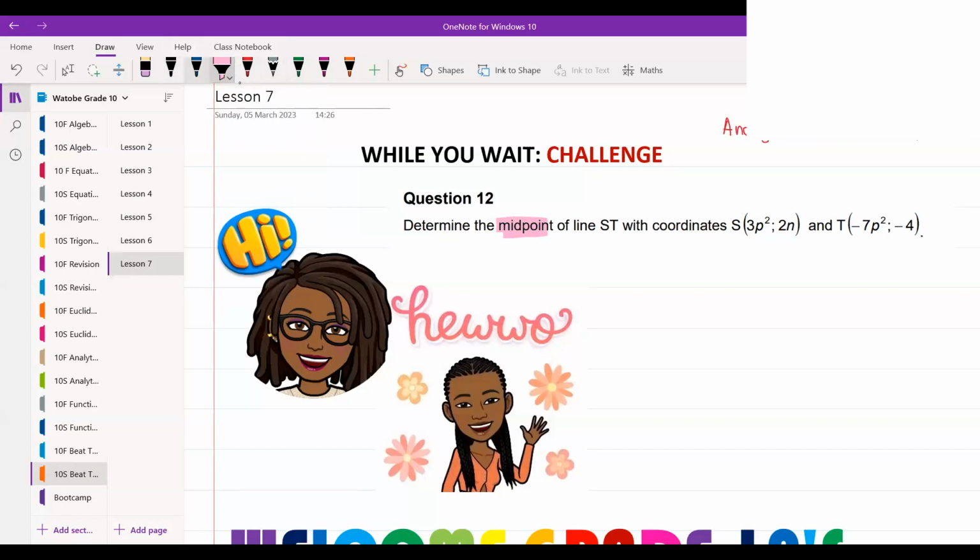So you're going to use the midpoint formula. Let's see if anybody can get the midpoint. I can assume that the midpoint is going to include a P or an N somewhere in the answer. Don't be afraid for there to be a P and an N in the answer. Go ahead and see what your answer would look like, guys.